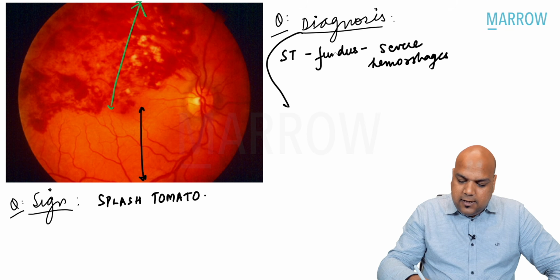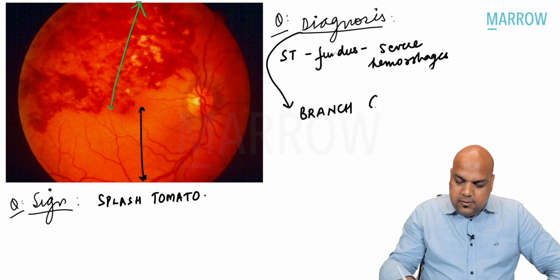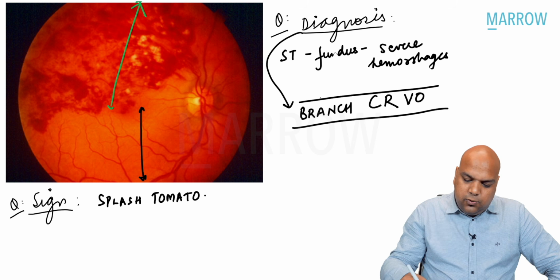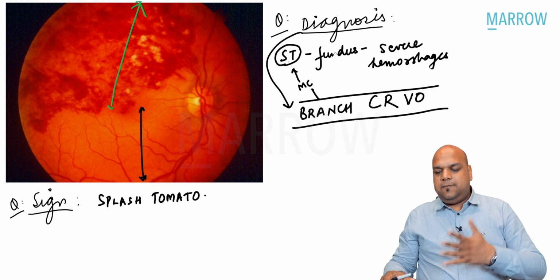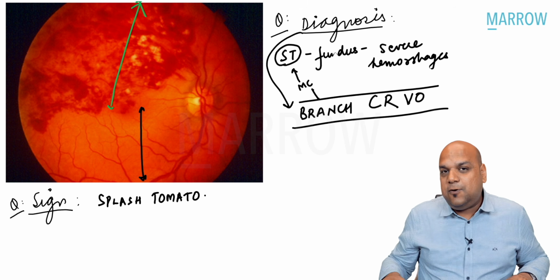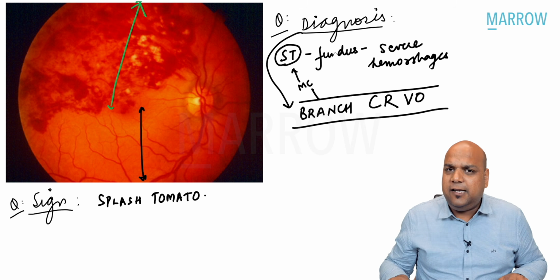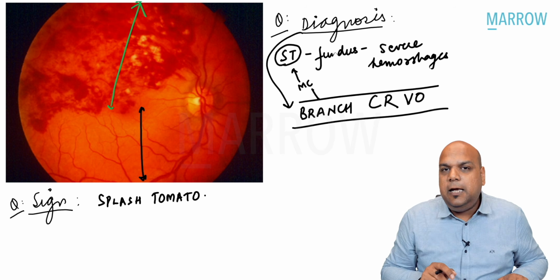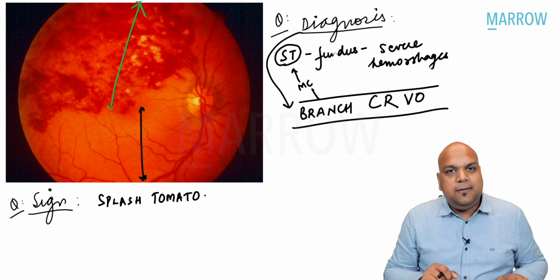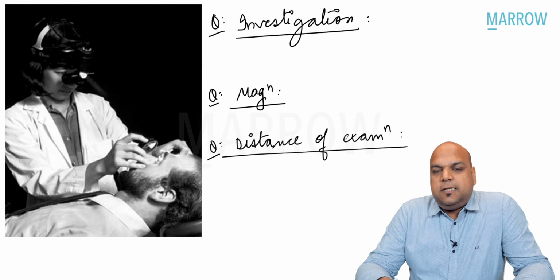That means it is a case of branch CRVO. The most common affected area or branch is the superotemporal. This we know, and thus we justify our finding. It is a case of branch central retinal vein occlusion. The superior or superotemporal branch has been primarily affected here. I hope we are clear about this, right? Okay, move on to the next image, everyone.